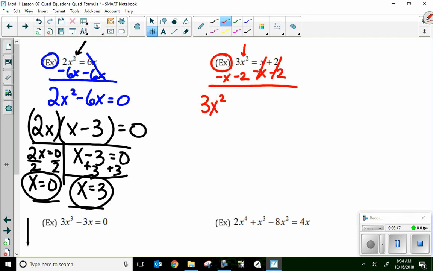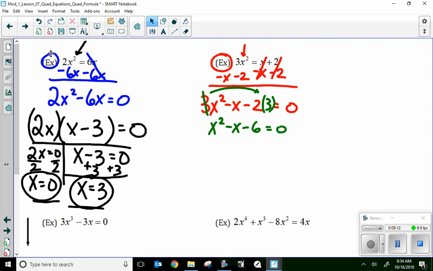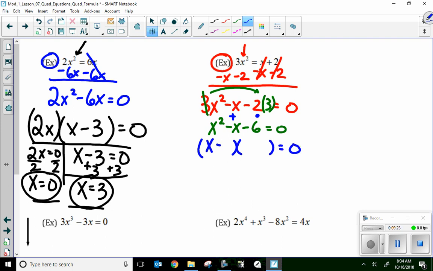So I have 3x squared minus x minus 2 equals 0. To me, this says slip and slide. All right? If you do not know slip and slide, you need to go back to lesson 6 where we talk about it. Flip the 3 out back. I've got x squared minus x minus 6 equals 0. This should be a product sum. What multiplies to negative 6 that adds to negative 1? Well, it's minus 3 and positive 2.